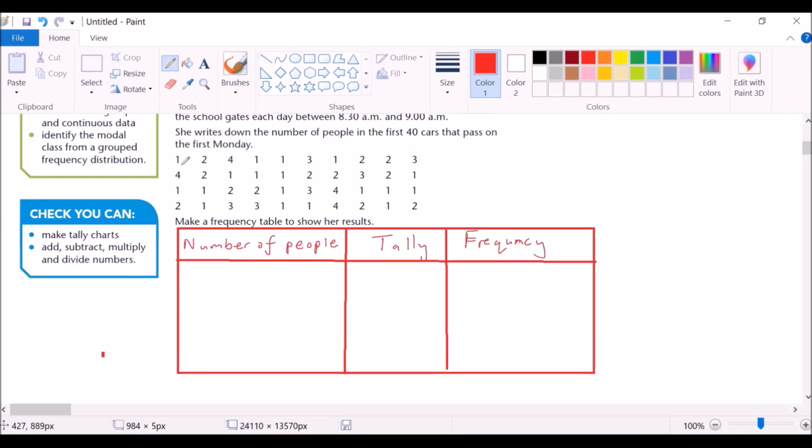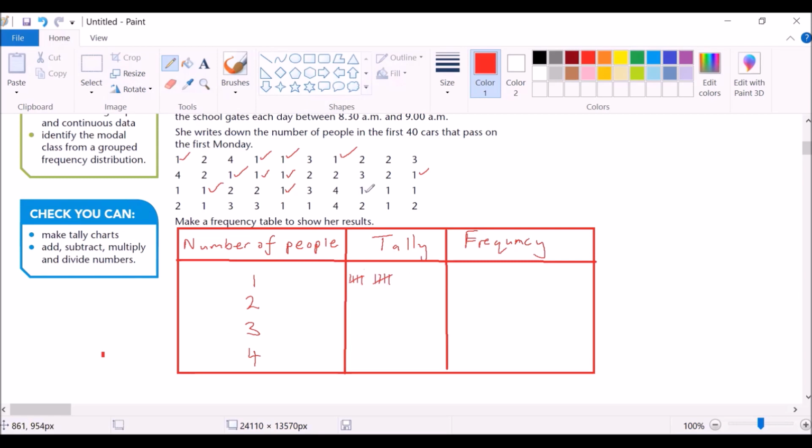So for number of people, we may have 1, 2, 3, and 4. The maximum number of people in a car is 4. So how many ones are there? We have 1, 2, 3, 4, 5. So in a tally, we say 1, 2, 3, 4, then we cross like that. That is 5. The fifth one we cross, so we can count a further 5. So this is 5, this is 10.